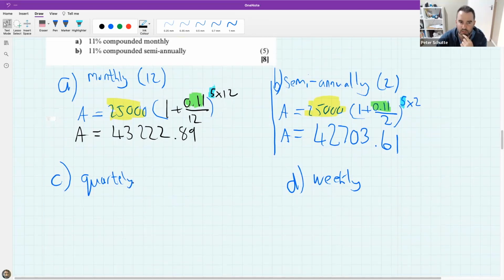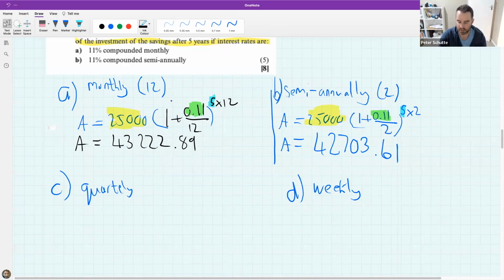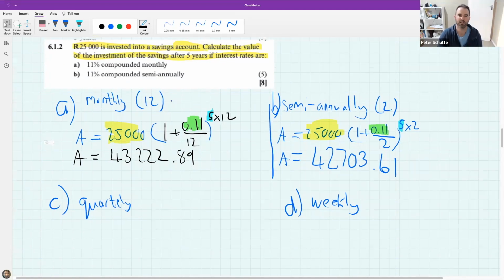So what do you end up with for C or D? The 25,000 is going to be the same. The 5 years is going to be the same. The only difference is you're compounding quarterly or you're compounding weekly. Well, what do we get in the bank account at the end of 5 years if we compound it quarterly?